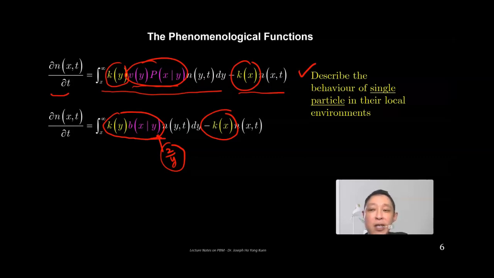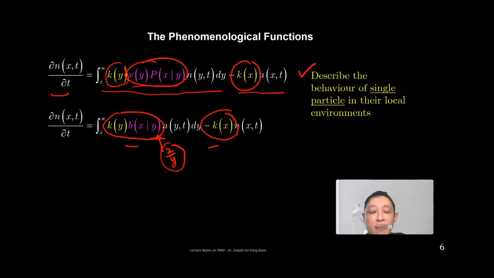So what we hope to achieve by population balance modeling is that if we know these so-called phenomenological functions, the behavior of a single particle in their local environment, then hopefully we can use this to predict the behavior of the population as a whole. Okay, so in modeling any particular system, I would say that these functions here are the key things that we seek after.